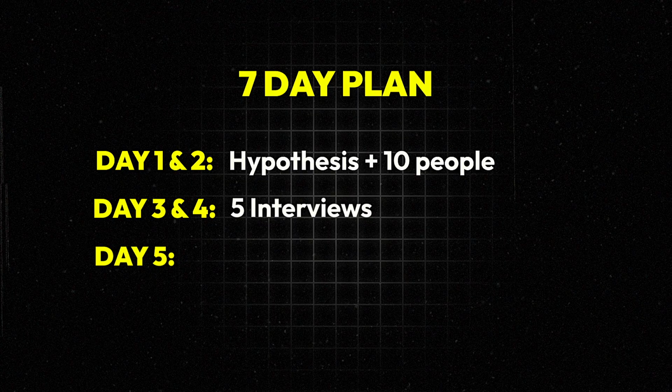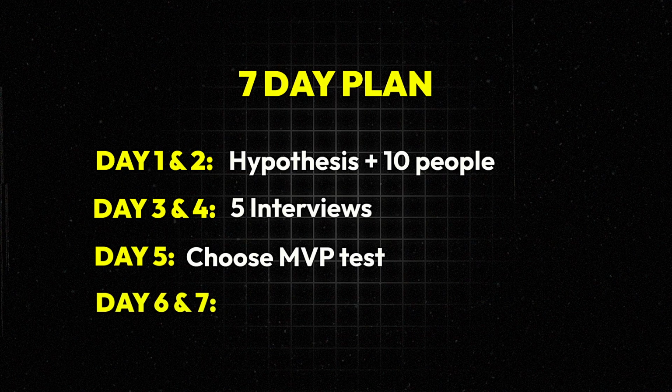On day 5, decide how you will test your MVP. Keep it simple. A landing page or a demo is enough. On day 6 and 7, launch your experiment. Choose one success metric. Write down what decision you will make based on the result. If you do only this for 1 week, you will stop guessing and stop chasing random tactics. That's what lean startup is all about.